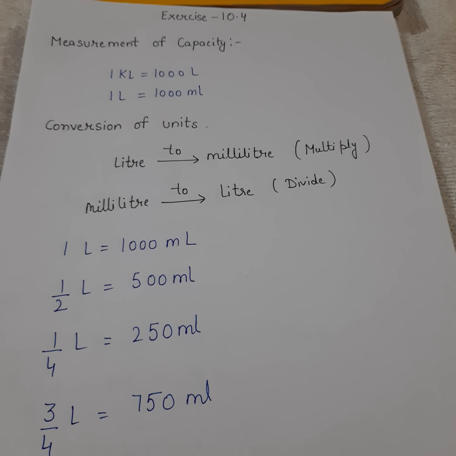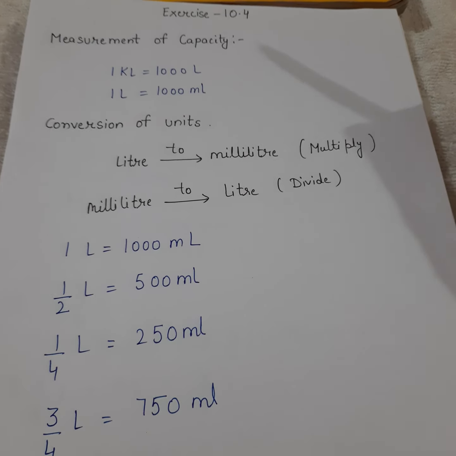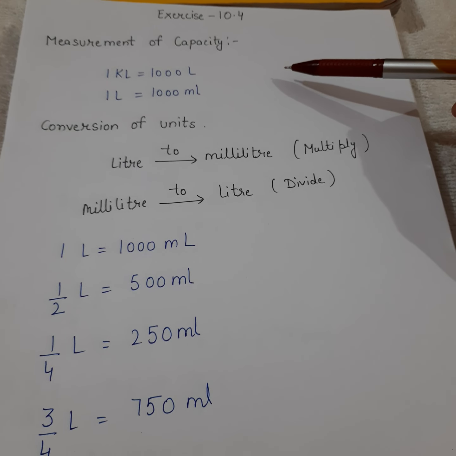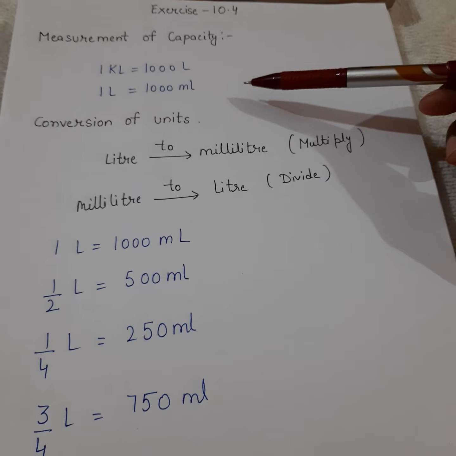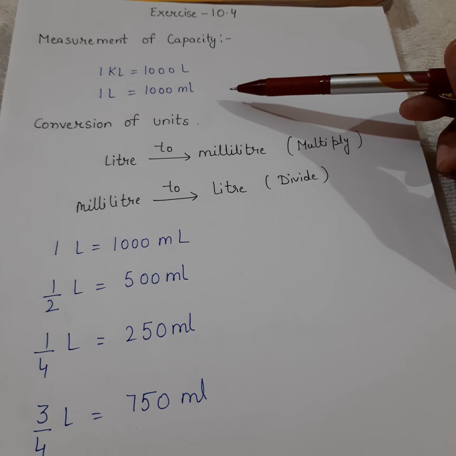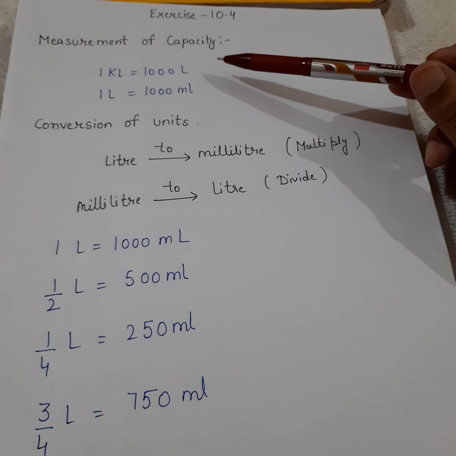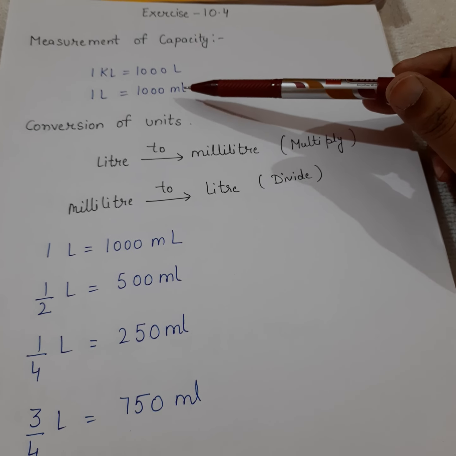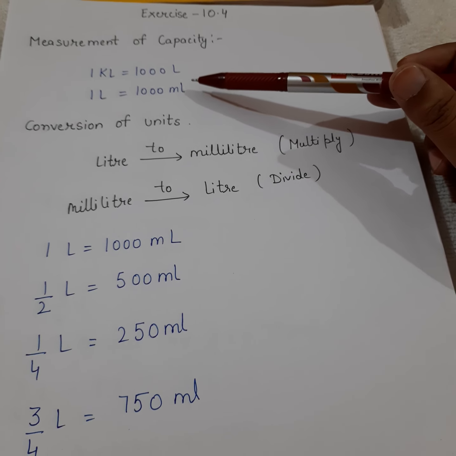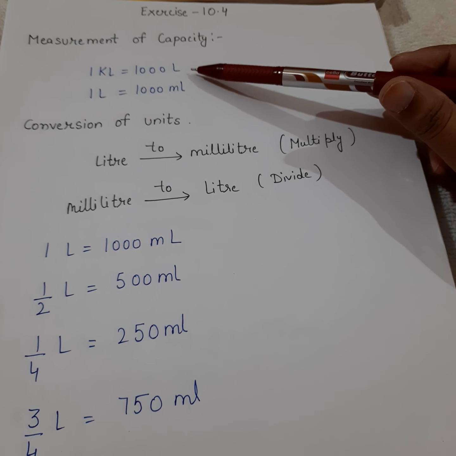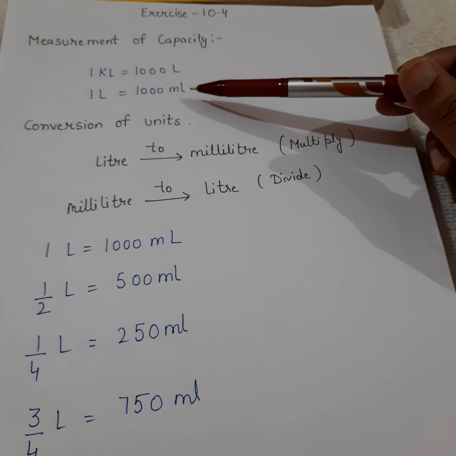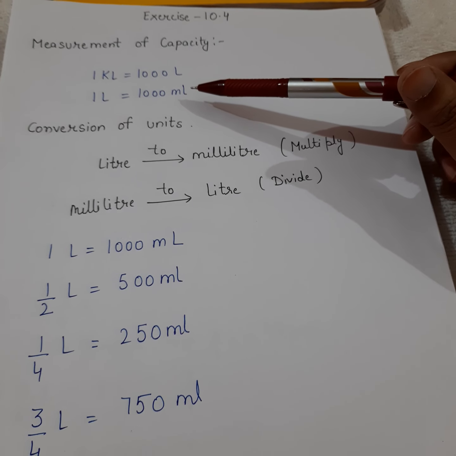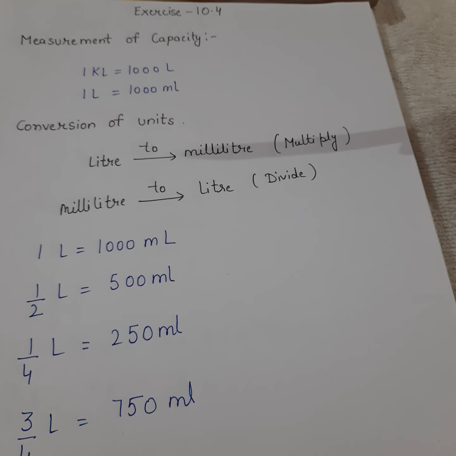So today I am starting exercise 10.4. 10.4 is about the measurement of capacity, right? In that we are using units like kiloliter, liter, milliliter. You should know in 1 kiloliter how many liters? 1000 liters, and in 1 liter, 1000 milliliters. The standard units of capacity are liter and milliliter, but if we have to measure a very large amount of capacity, then we have to use kiloliter.